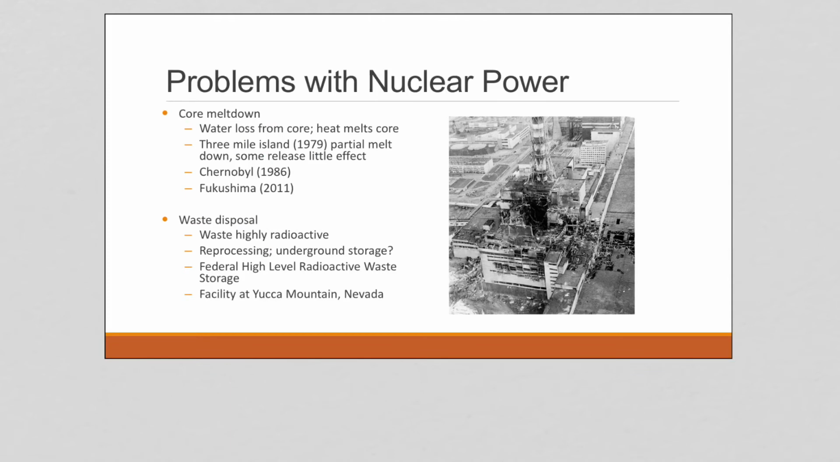Now, as I mentioned, we have issues that occur. The first biggest issue, right, is core meltdown. This is the things that can lead to exposure of nuclear materials into the atmosphere. So typically this is caused by water loss from the core, so that moderator, that water that the rods are in, that evaporates away, right? The heat then builds up and eventually reaches the melting point and melts down the core.